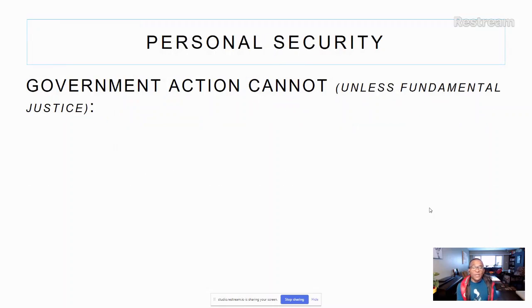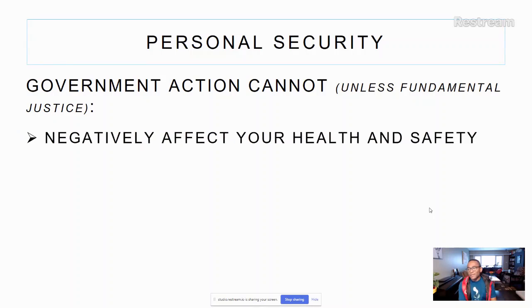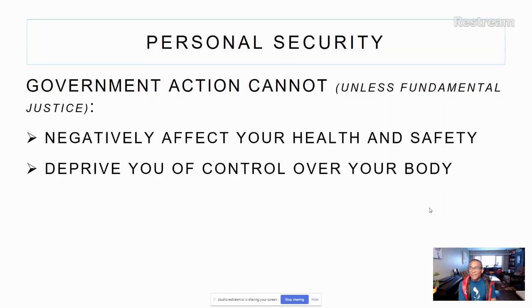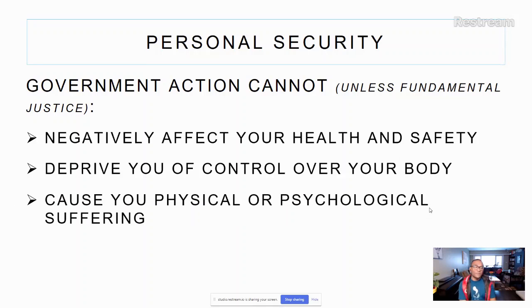Now, personal security is about government action, which again, in the absence of fundamental justice, negatively affects your health and safety, deprives you of control over your body, so violates your body, your person, your bodily integrity, or causes you physical or psychological suffering.